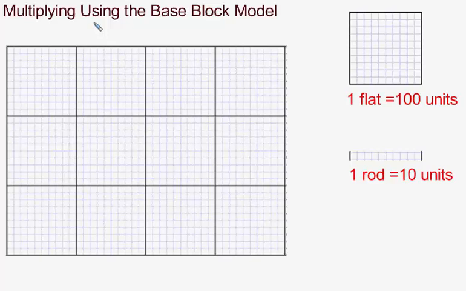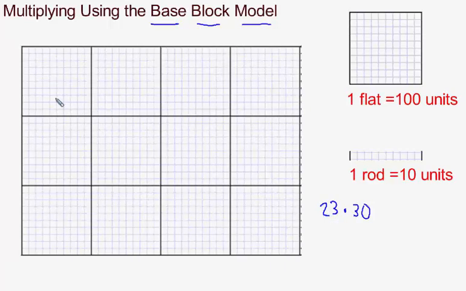In this problem, I will use the base block model to multiply the numbers 23 times 30. So I'm going to be using the analogy of finding the area of a rectangle where one side is length 23 and the other 30. So let's suppose that I want this side of the square to be of length 23.